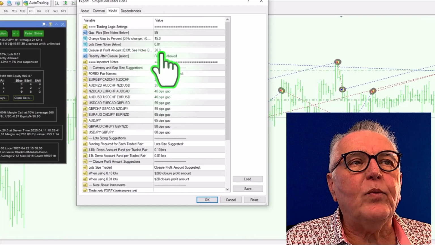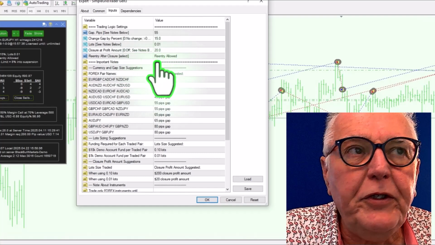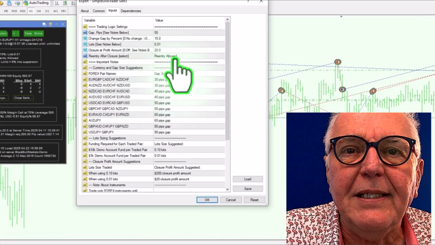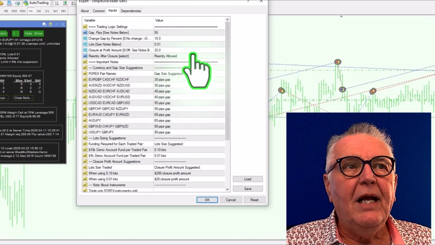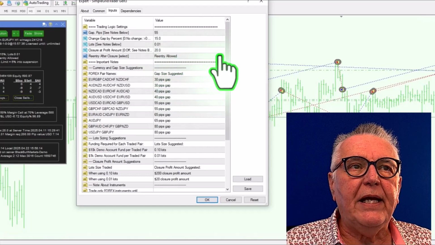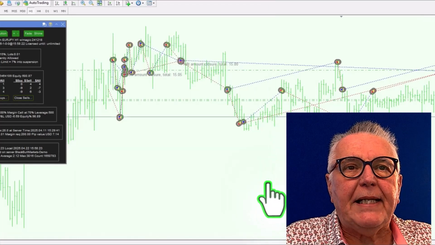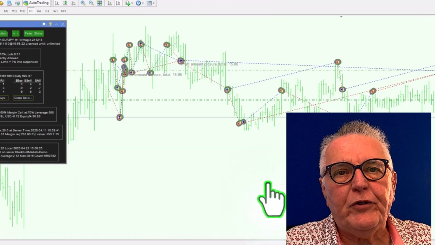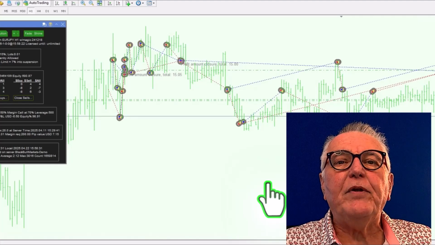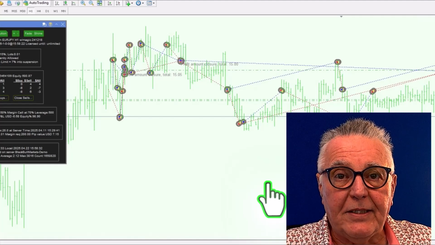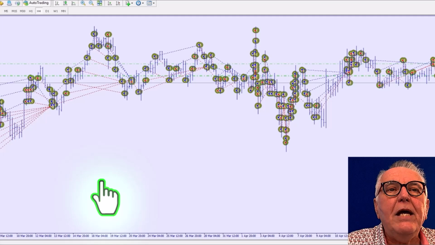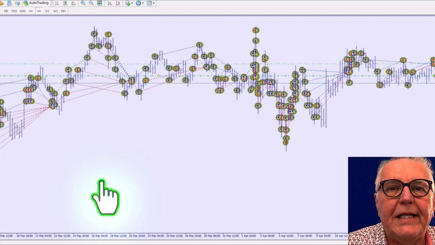And then it says, once you've cashed in, do you want to continue? Do you want to re-enter? And we say yes. Otherwise, you can say re-entry disabled, and it'll just stop trading. So that's basically how it works. Here are some of the trades that it's taken. Let's have a look at all of the trades that it's done so far. And here are all of the trades that it's done so far.